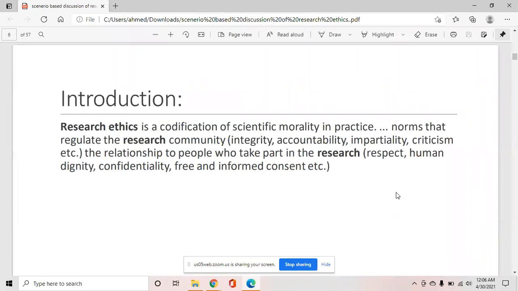Introduction. Research ethics is a codification of scientific morality in practice, norms that regulate the research community: integrity, accountability, impartiality, criticism, etc. The relationship to people who take part in the research: respect for human dignity, confidentiality, freedom and informed consent, etc.